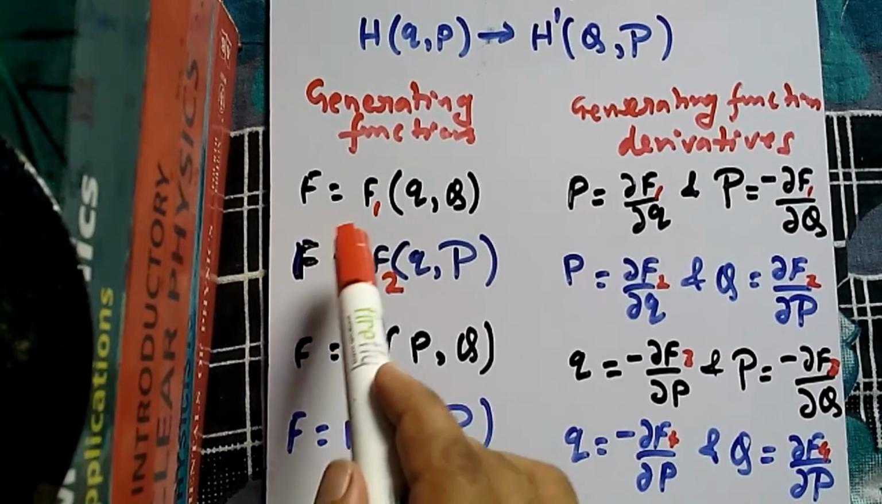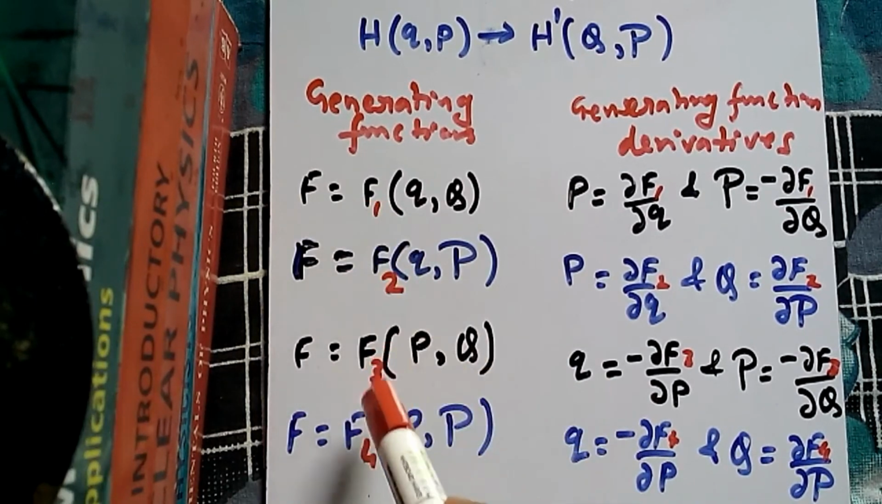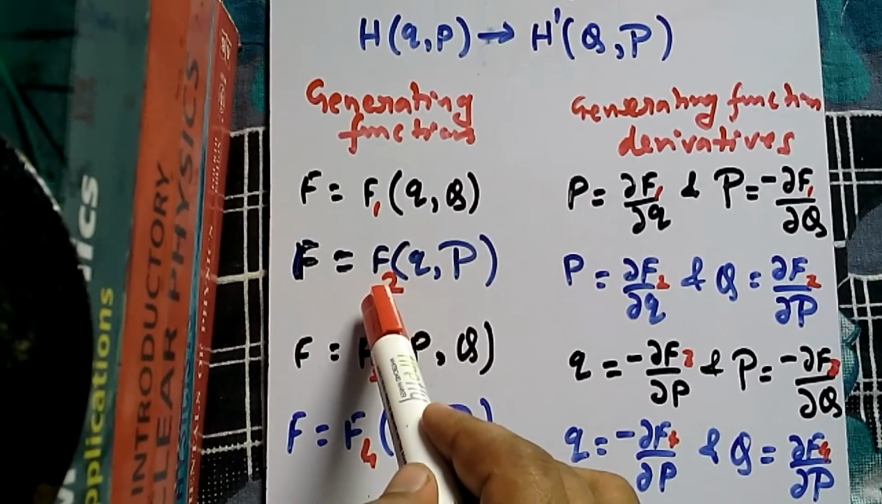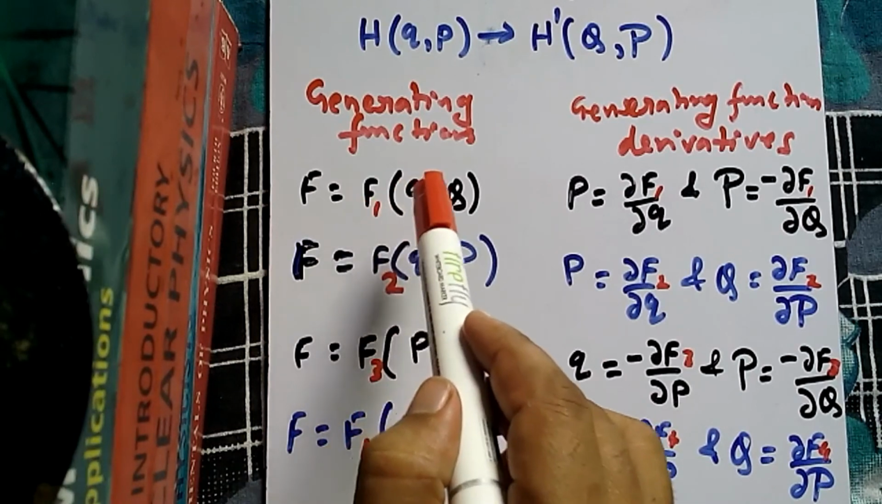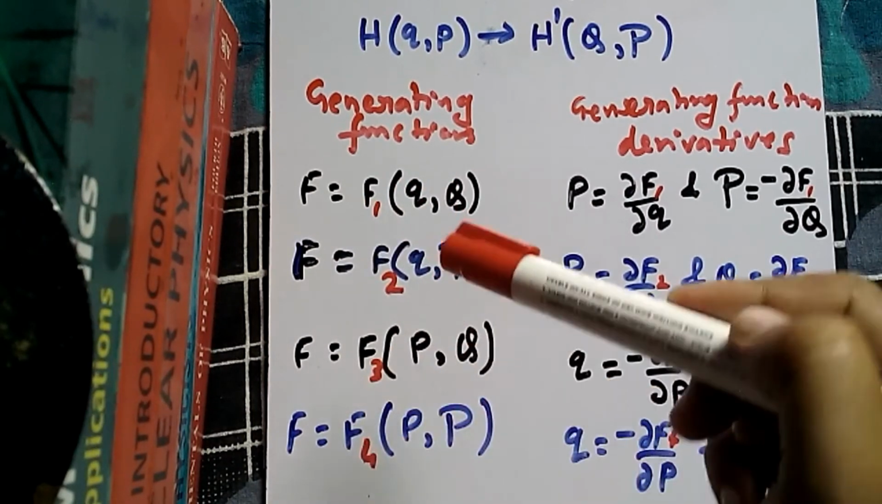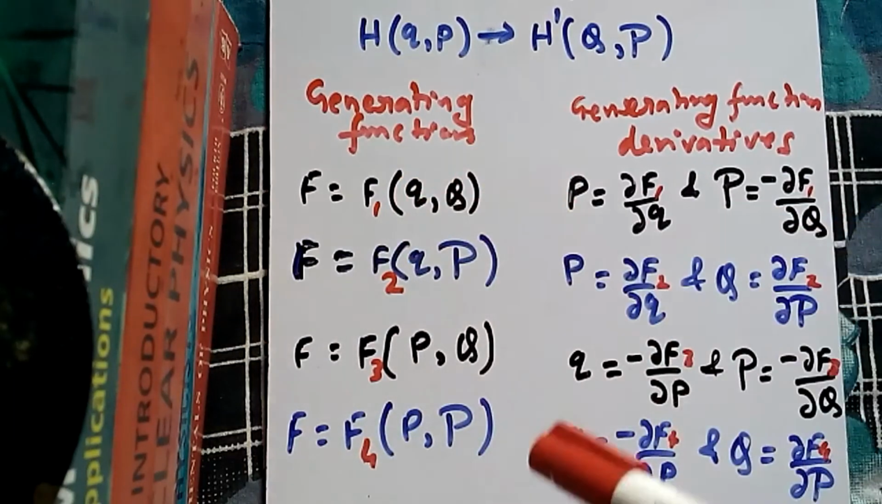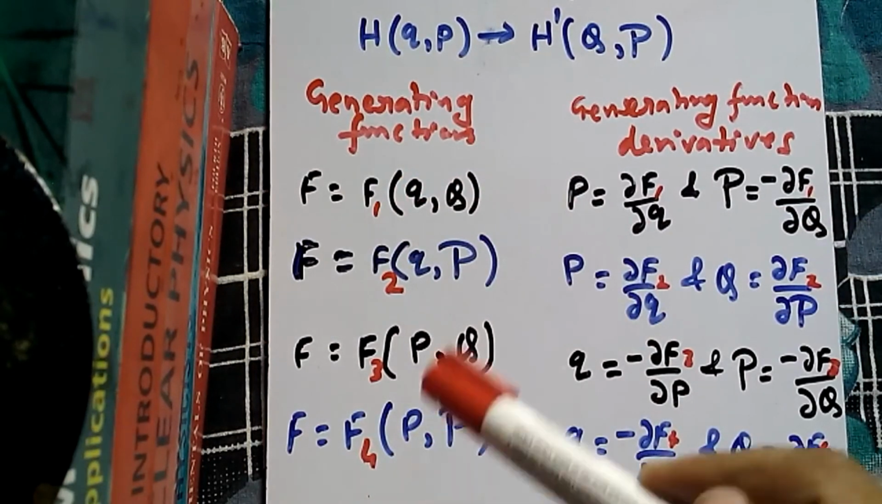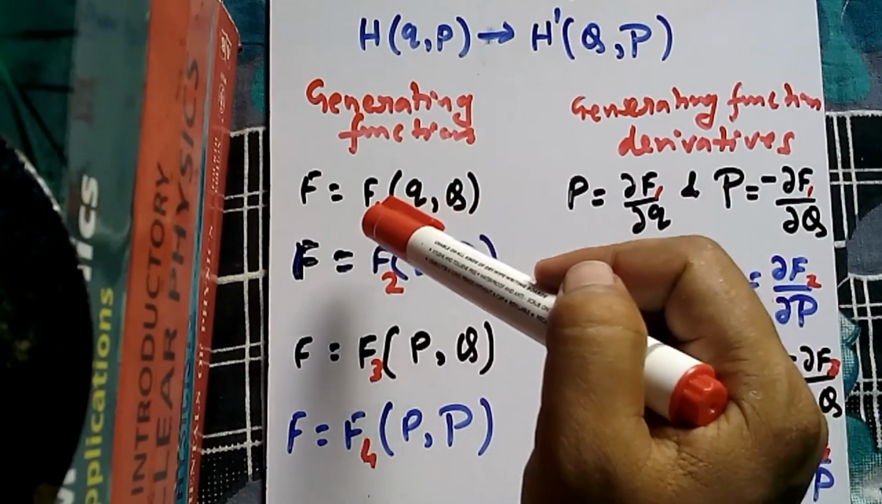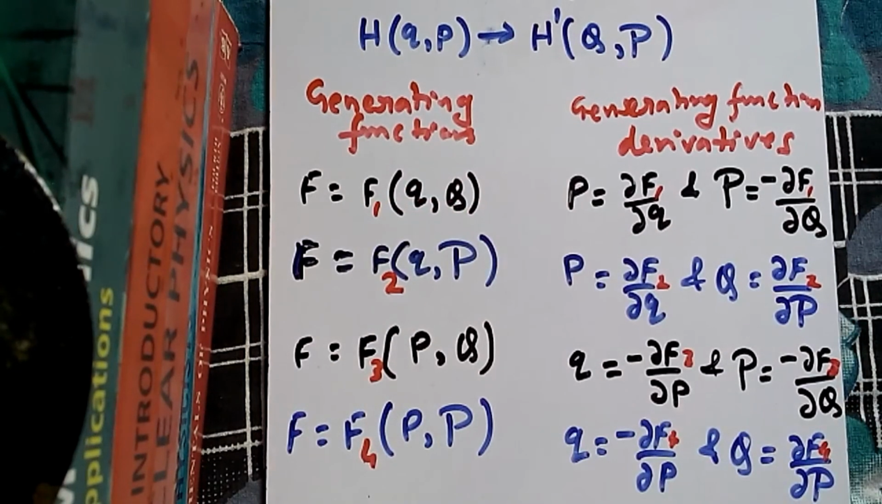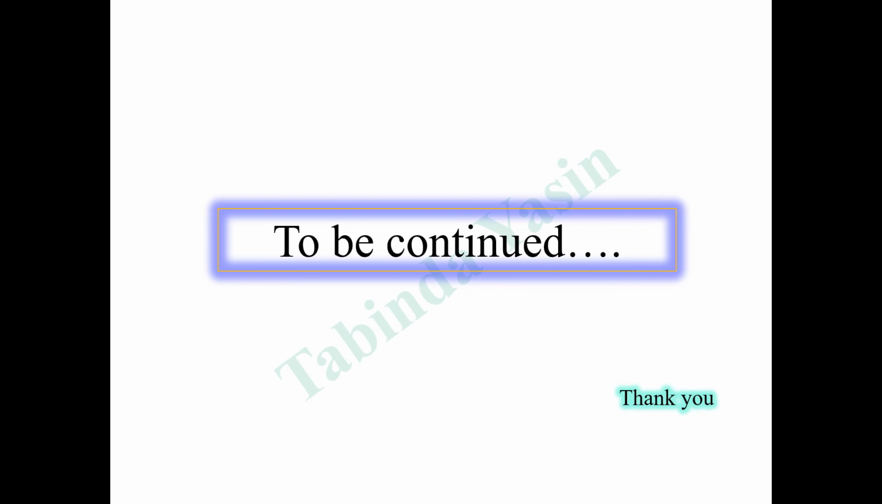Okay, one more thing, that F1, F2, F3, F4, all these, actually F2 can be found from F1 using Legendre transformation, F3 can be found from F1 using Legendre transformation, and F4 can be found using Legendre transformation from F1. So Legendre transformation is something that you have to see from some textbooks. The lecture is continued here. We are going to start from here in the next lecture.